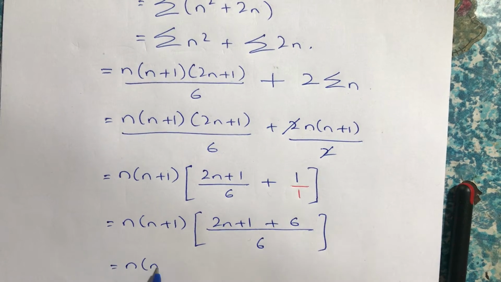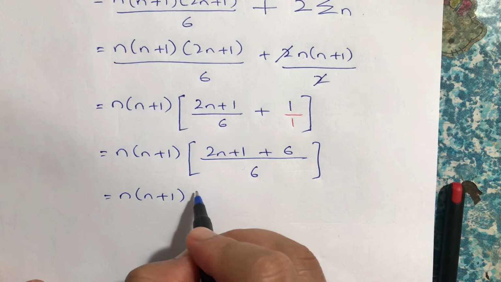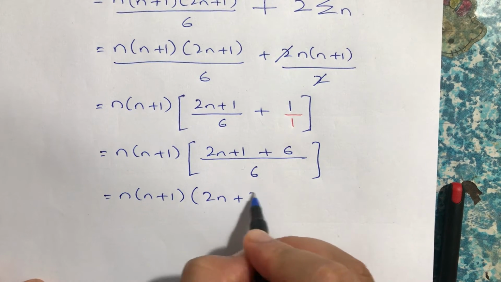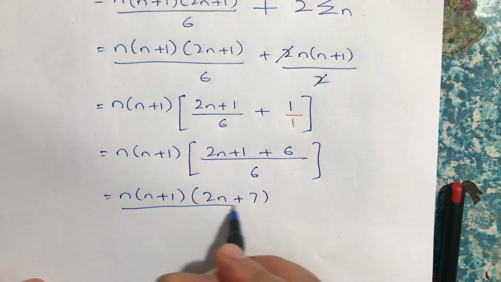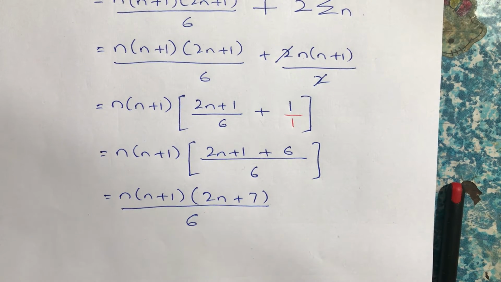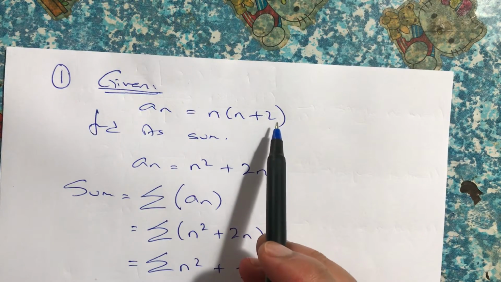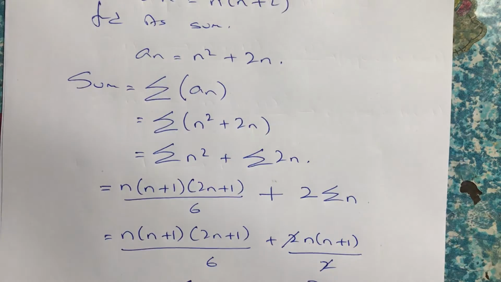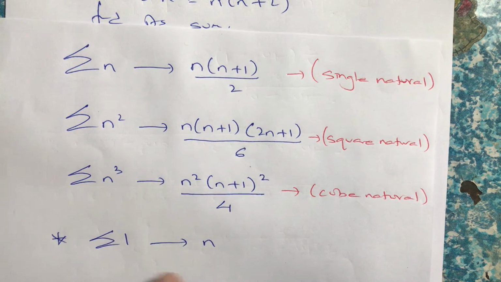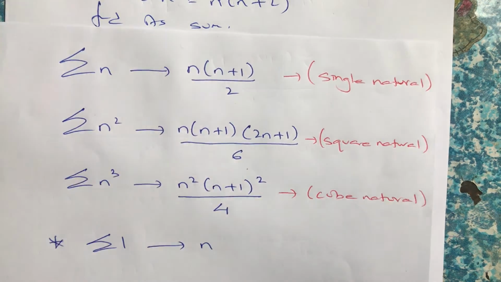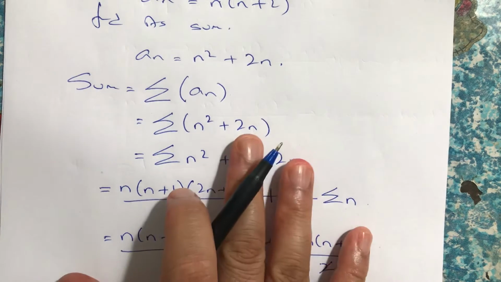We get n plus 1, and then inside we have 2n plus 7, all divided by 6, and now it's all multiplied, so we can write the answer like this. So that's the answer for your sum when an is equal to n plus 2. That's how we go ahead and solve. If I am aware of the various formulas like sigma n squared, sigma n cubed, and sigma n, I just have to go ahead and apply them. So it's not that tough, it's quite simple.